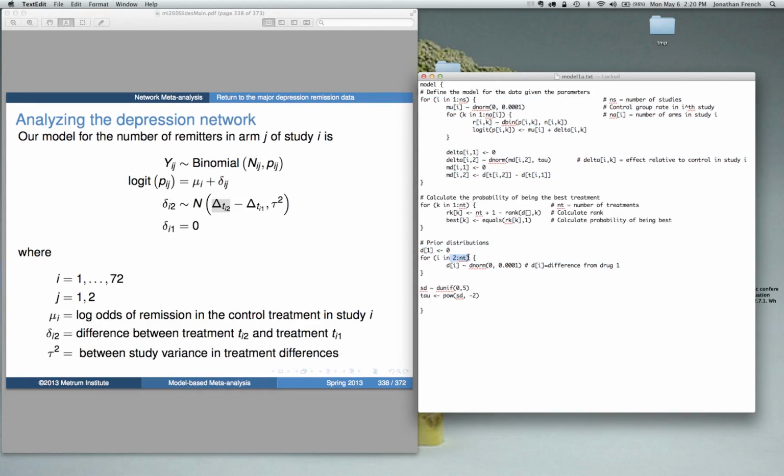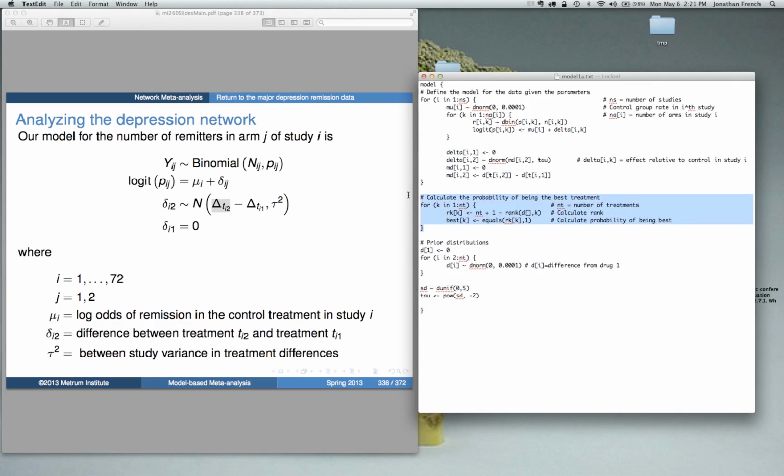For the remaining 8 d's, or 8 deltas, we say those follow a normal distribution with precision 0.0001, or variance of 1,000. And here I put a prior distribution on the standard deviation being uniform from 0 to 5. Because we're working on the logit scale, a standard deviation of 5 on the logit scale is quite a bit. So this, while it may not look like a very non-informative prior, actually is a pretty non-informative prior on the logit scale, or maybe it would be considered weakly informative.